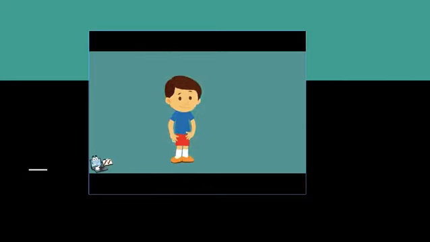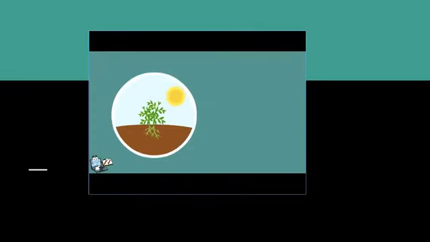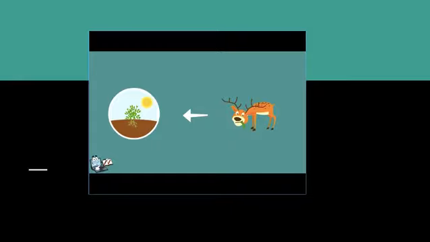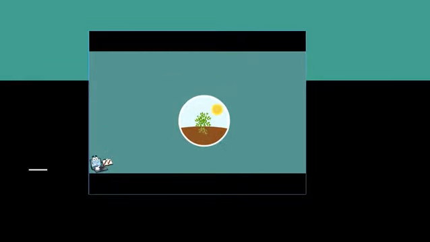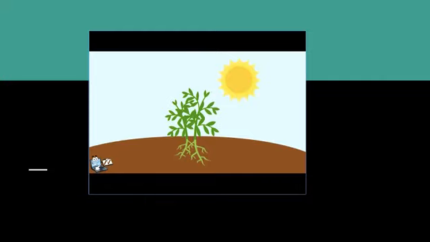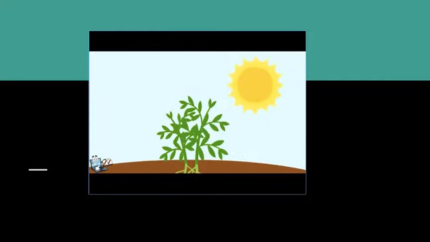Just now, you have seen a small food chain. Plants make their own food. Other animals eat plants, and they are eaten by other animals. You can say directly or indirectly, we all depend on plants for food. This food chain began with plants.